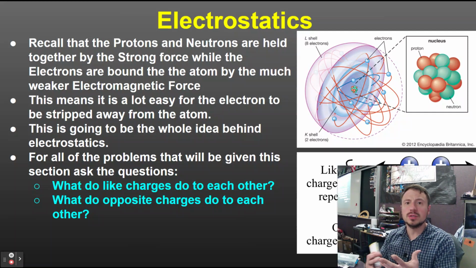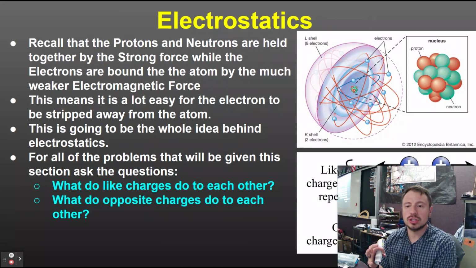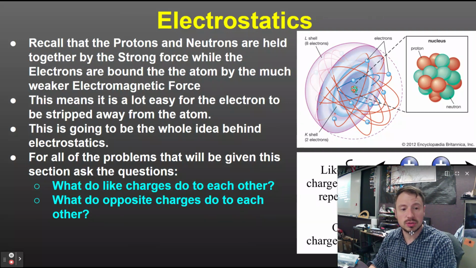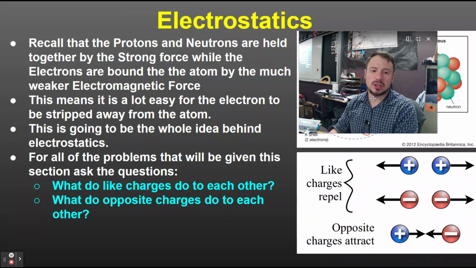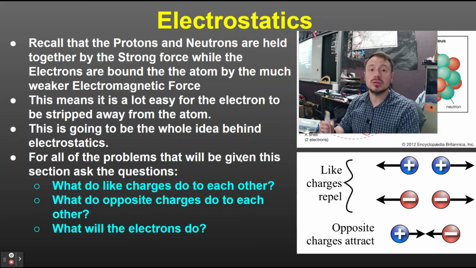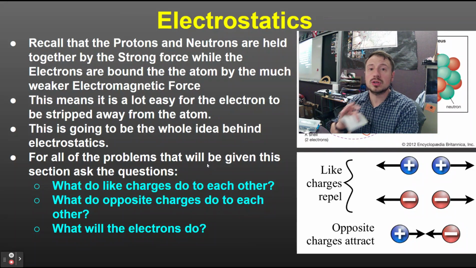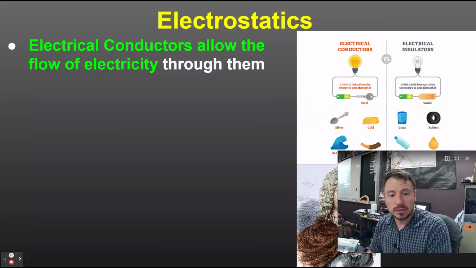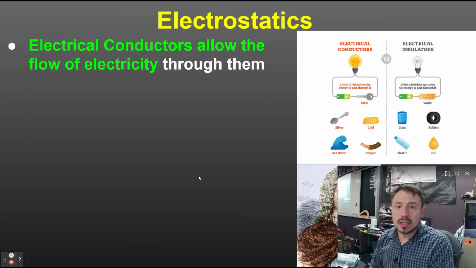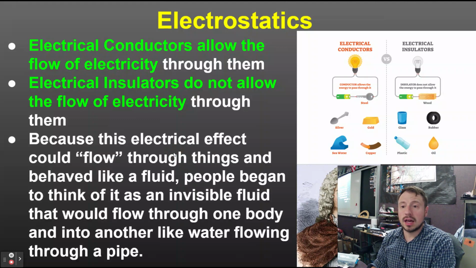So for all of these problems, anything you're talking about electricity, you need to answer, well, what do like charges do and what do opposite charges do? You can see here, there's a little diagram. Like charges repel, opposite charges attract. That's just the key behind electrostatics. And what will the electrons do? Because remember, the electrons are the part of the atom that's going to be moving around. So an electrical conductor allows the flow of electricity through them. Electrical insulators do not allow the flow of electricity.